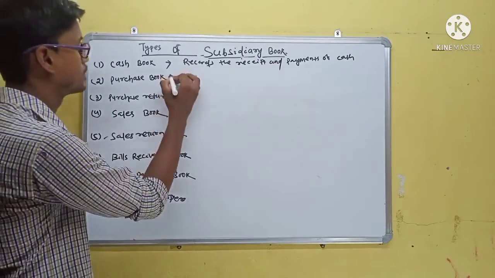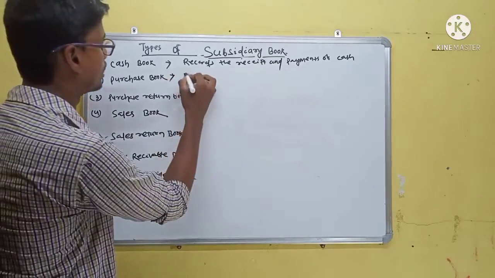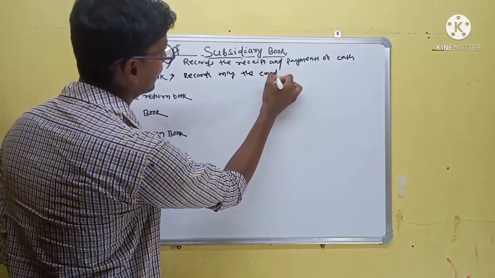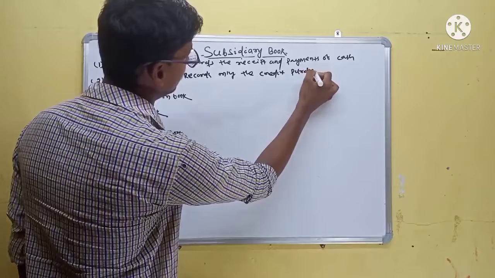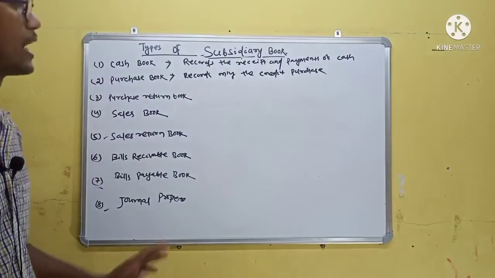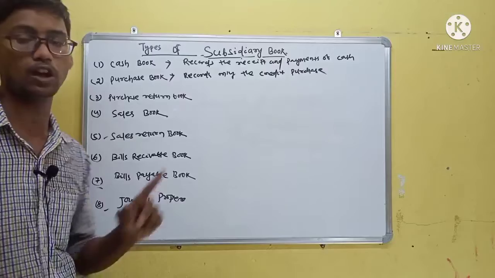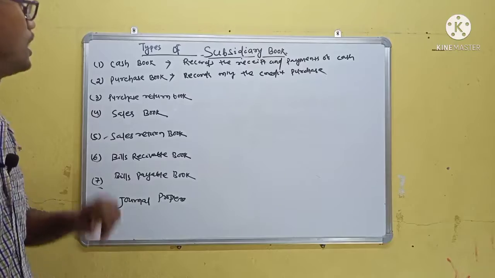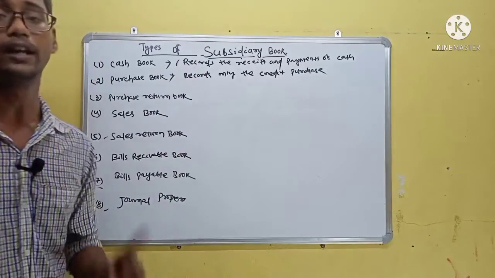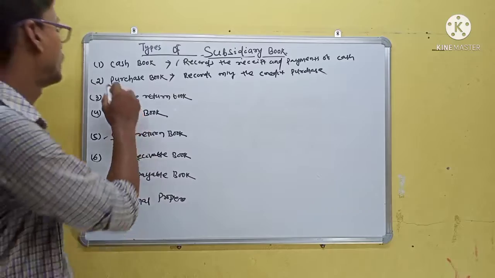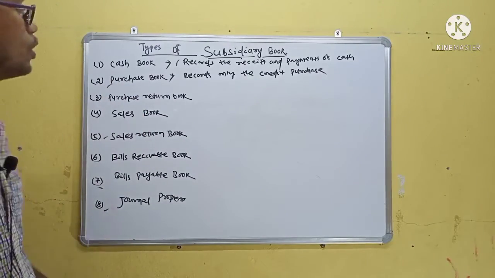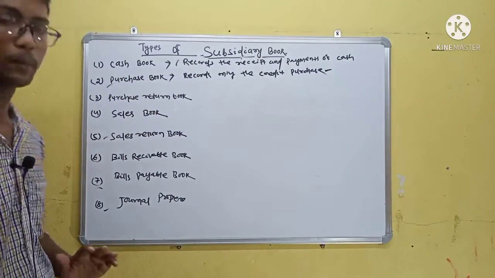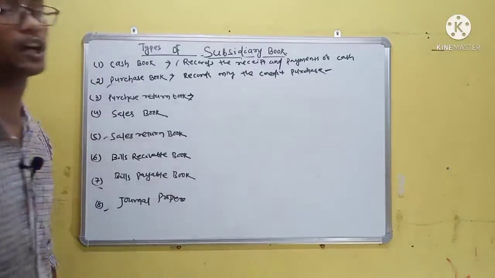And second is the purchase book. It records only credit purchases. There are 2 types of purchase: one is cash purchase and another is credit purchase. Cash purchase is linked to the cash transaction, so cash purchase is recorded in the cash book, but credit purchase is recorded in the purchase book. So the purchase book records only credit purchases.